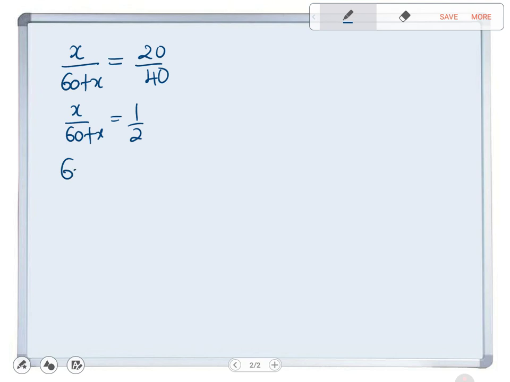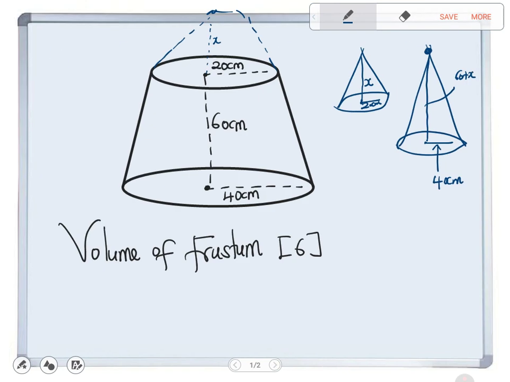Cross multiplying, this gives me 60 plus x is equal to 2x. If I take this to the other side, I get x as 60 centimeters. So x is 60 centimeters. If x is 60 centimeters, what does that mean about the larger cone? It means this whole height changes from 60 to 120, because x is 60.